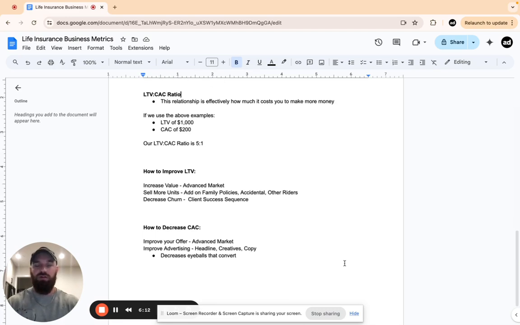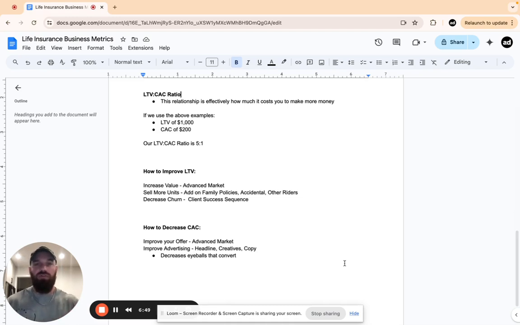The next bit of data, which we believe is the lifeblood to your success as a life insurance agency owner, is going to be the ratio between your LTV and your CAC. To make this very simple, this is just effectively how much it costs you to make more money inside your agency. If we were to take the examples from above, we calculated an LTV of $1,000 and a CAC of $200. So in this example, our LTV to CAC ratio would be 5-1.